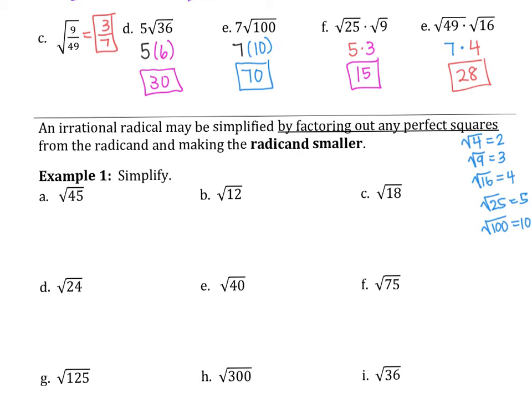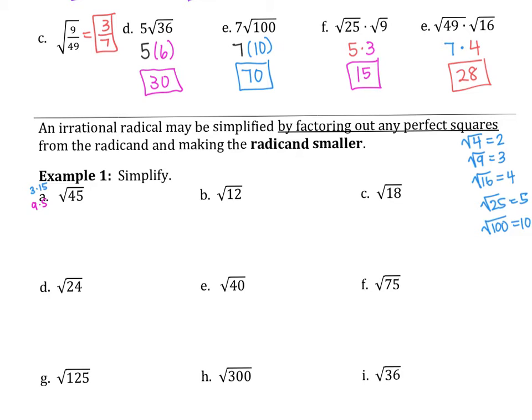Okay, so the first thing I'm going to do is look at the radicand here. The radicand is 45. I don't know the square root of 45, so I'm trying to think of two things I multiply to get 45. And I want one of them to be a perfect square. So for example, 45 could be 3 times 15. Do I know the square root of 3? No. Do I know the square root of 15? No, neither are perfect squares. So let me think of something else. What else can I multiply to get 45? I could do 9 times 5.